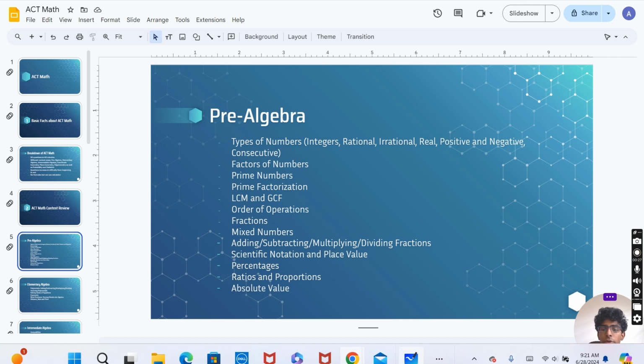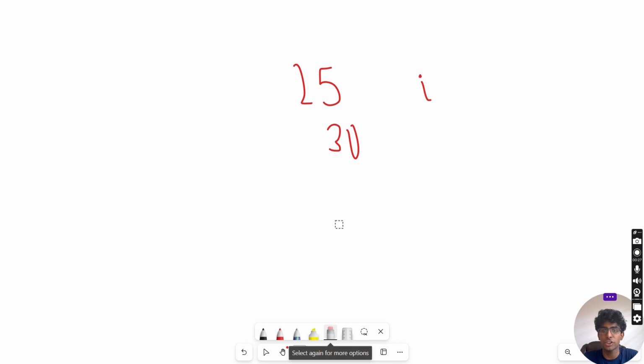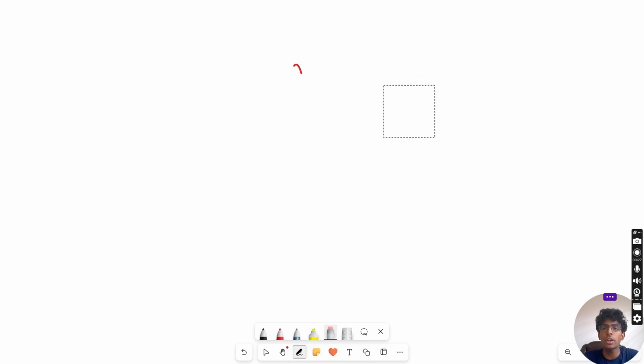Then we have real numbers. Those are different from complex numbers. So real numbers are just any numbers that we can express, again, like 25 or 30 or something like that. Complex numbers, they have that i, which we will get to in a later section. But that's what real numbers are.